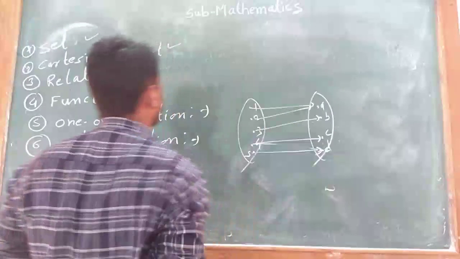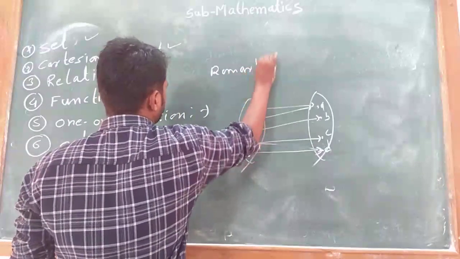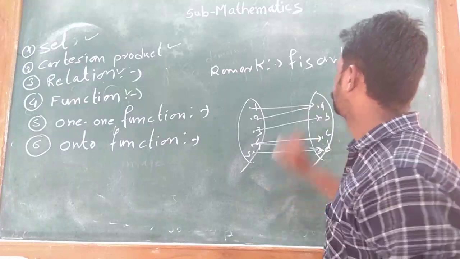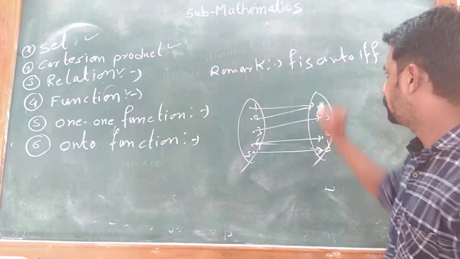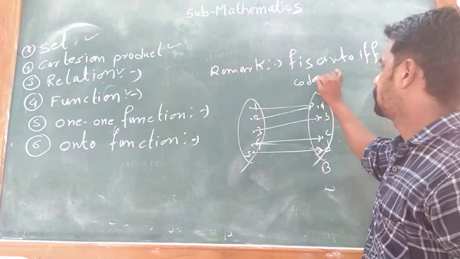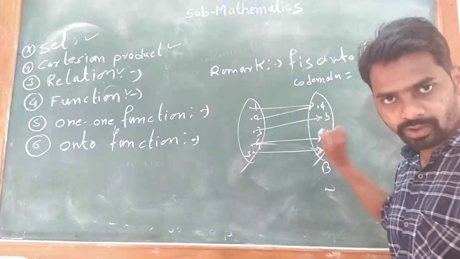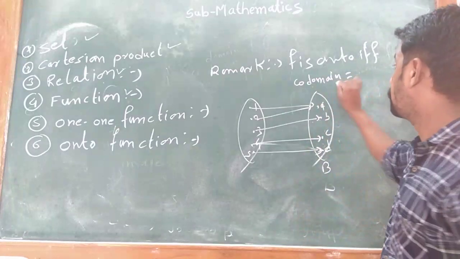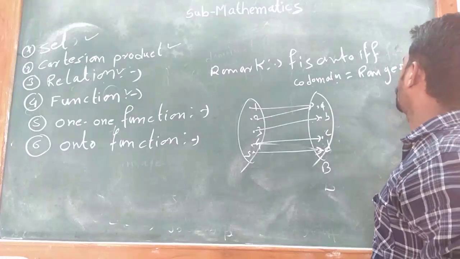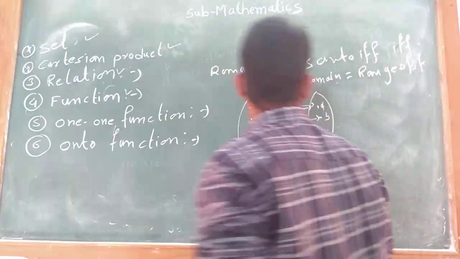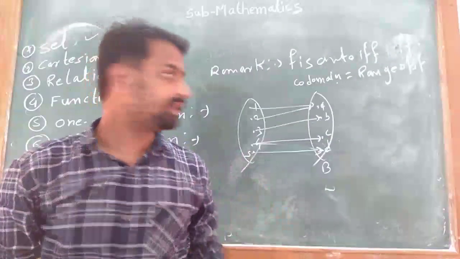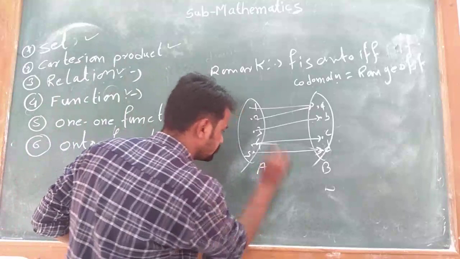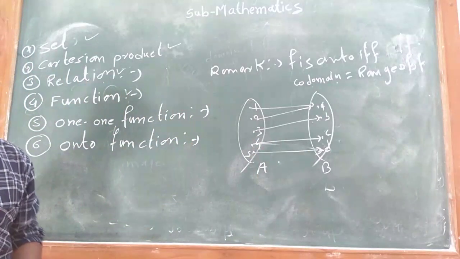Also take a remark. F is onto if and only if every element in a codomain, B is the codomain, has a pre-image, and if an element has a pre-image, then it goes to the range of F. So codomain is equal to range of F. That is, F is onto if and only if range of F is equal to codomain of F. Here we see the onto function.